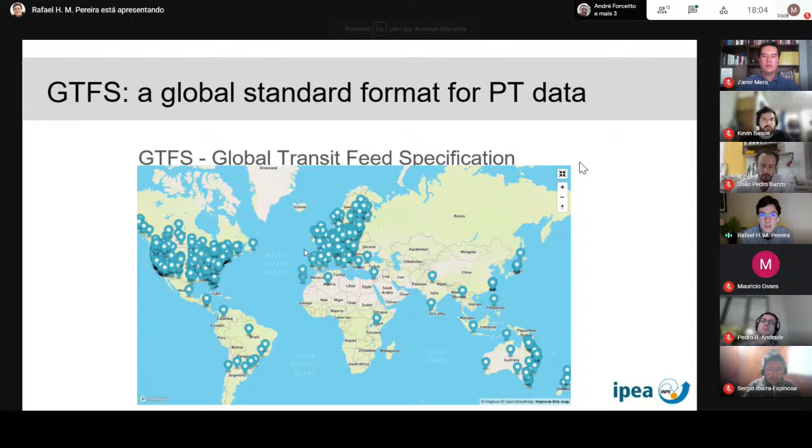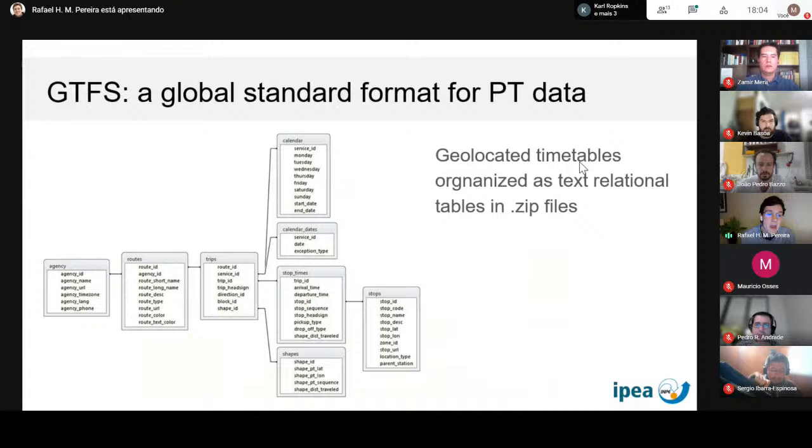For those who haven't seen how a GTFS looks, it's basically this. GTFS ultimately is a bunch of text files. It's a relational database with text files that brings very detailed information with the geolocated timetables of the transport system. So you have information about the routes, the trips, the calendar, the travel times, frequencies, headways, stops, the geometry of each route, and so on and so forth. So it's all basically a bunch of text files in a relational database.